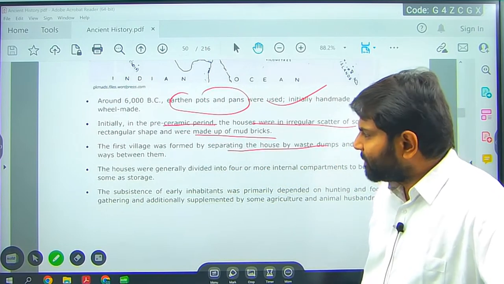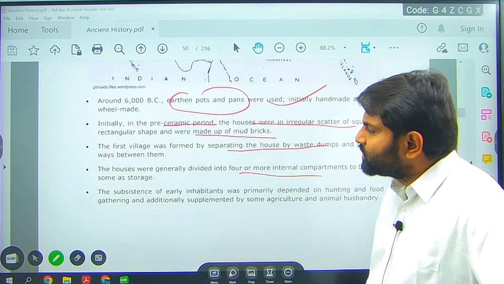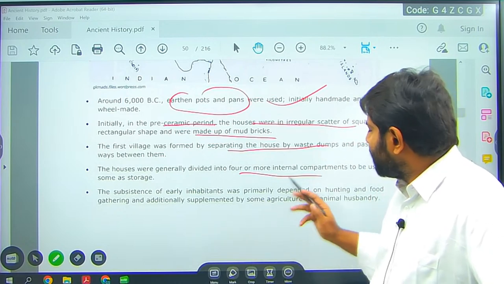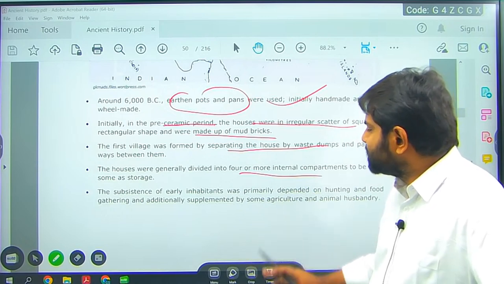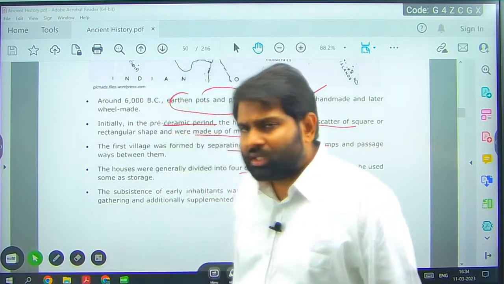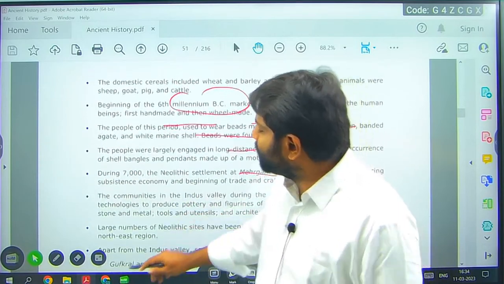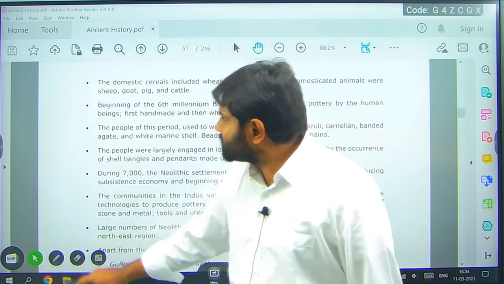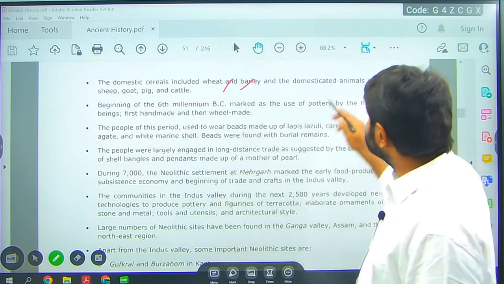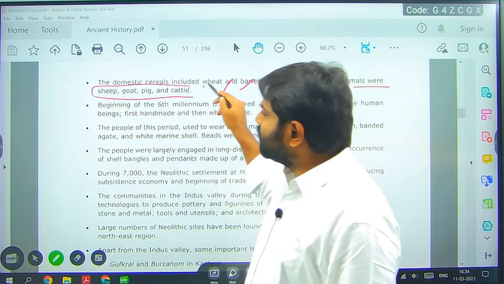The houses were generally divided into four or more internal compartments, to be used for storage, as I said, of agriculture produce. Subsistence of early inhabitants was primarily dependent on hunting and food gathering, additionally supplemented by agriculture. So when you start the Neolithic age, initially they hunted and gathered, but they didn't give that up. They also practiced this. The domesticated cereals included wheat, barley, and if you talk about Koldihwa in the Belan Valley, also rice. And the animals were sheep, goat, pig, cattle. So sheep, goat, pig, and cattle were domesticated.